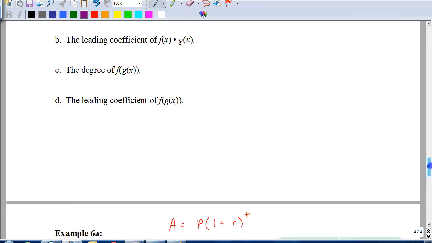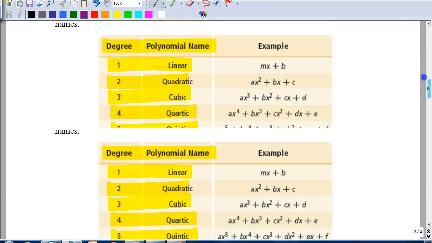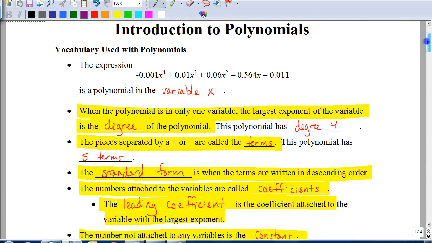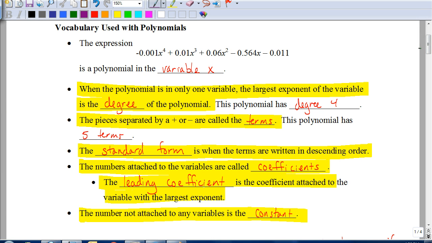So hopefully you have an understanding of the basic ideas here of polynomials. The most important parts are to make sure that you understand these terms that we talked about at the beginning, because you will see these throughout this entire chapter. So with that, good luck on your assignment.